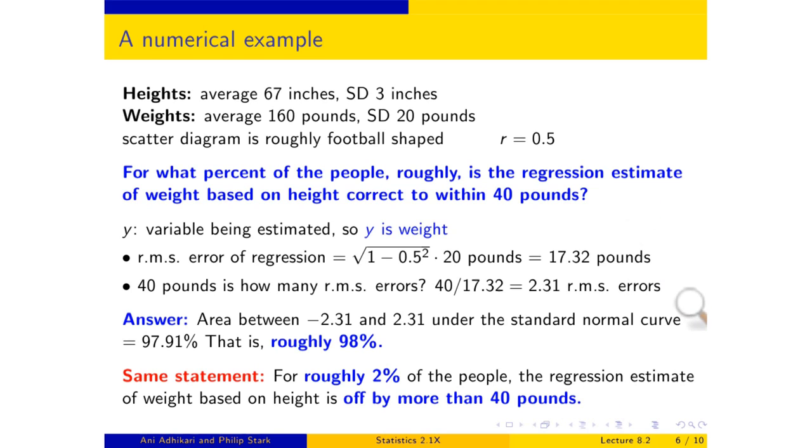And so here you have a quantitative use of the root mean square error of regression. It's giving you some sense of the error that you make in regression, and you can say, for this proportion, I'm going to be correct to within this much.